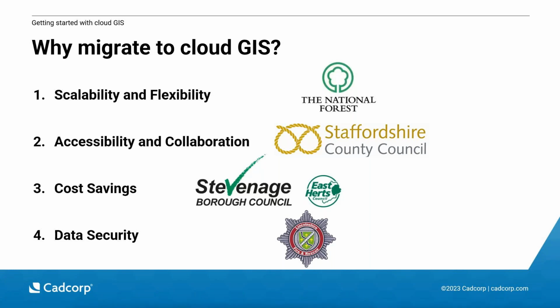And second, the accessibility and collaboration. Cadcorp Cloud GIS software allows authorized users to access geospatial data and tools from anywhere with an internet connection. This promotes collaboration among different departments, agencies, and different stakeholders. Staffordshire County Council, a fairly new customer to Cadcorp, moved to the Cadcorp Cloud. They're a much larger local authority, and they have found that moving their GIS to the cloud has led to more departments across the authority using GIS.